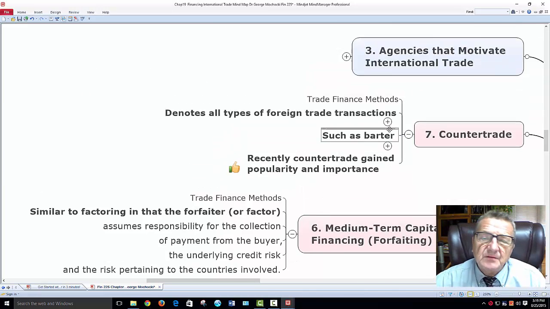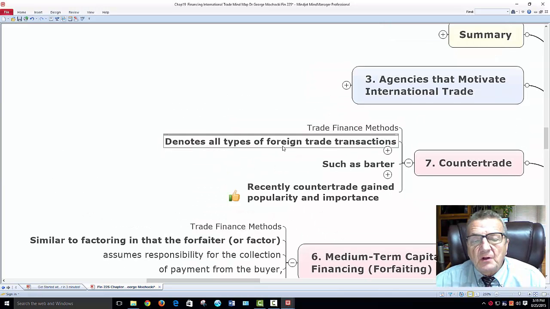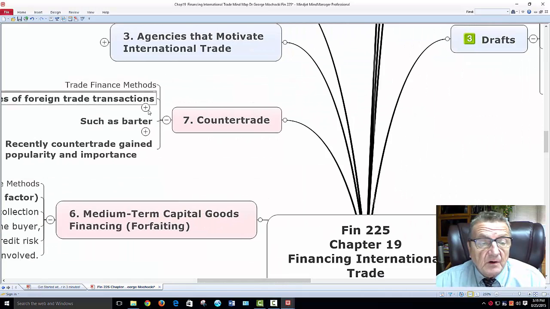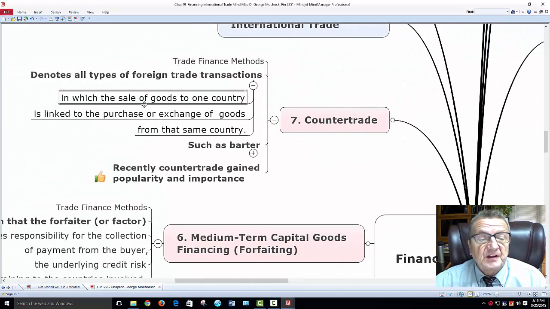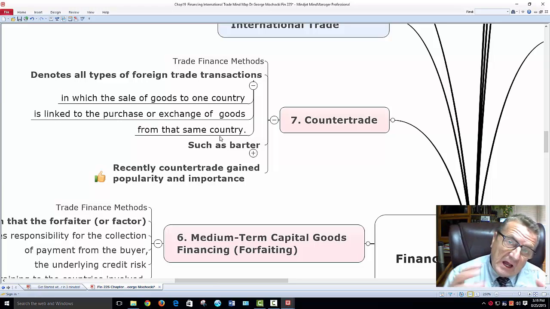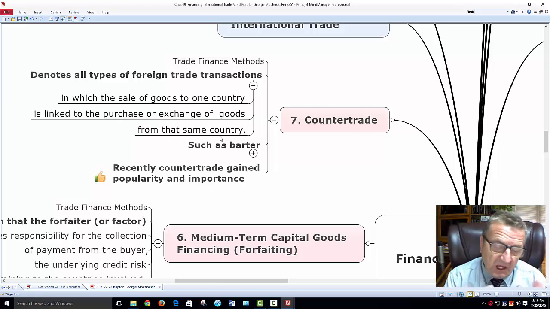Now, Countertrade. If you look at Countertrade, it denotes all types of foreign currency transactions, such as where sales of goods to one country is linked to purchase or exchange of goods from the same country. I'm trading something. No cash is going. There's a cash equivalent because I've got to show that in the books. But I don't trust their income.